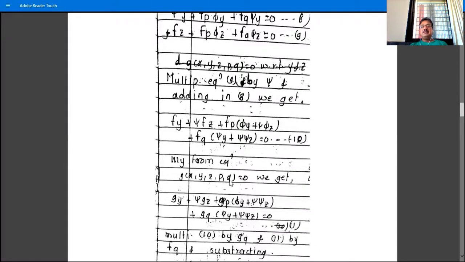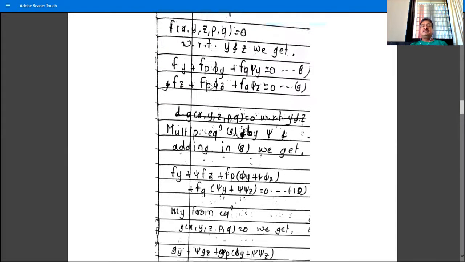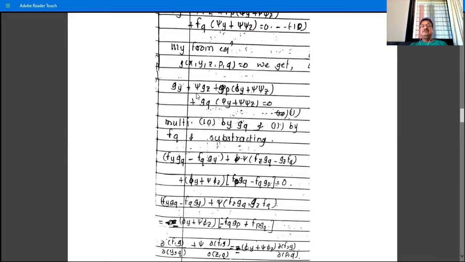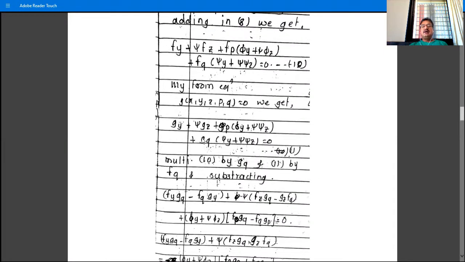Similarly, from equation g(x,y,z,p,q) is equal to 0, again differentiate with respect to y and z, and by the same procedure we have gy plus psi gz plus gp (phi y plus psi phi z) plus gq (psi y plus psi z) is equal to 0. So that is only replacing f by g.